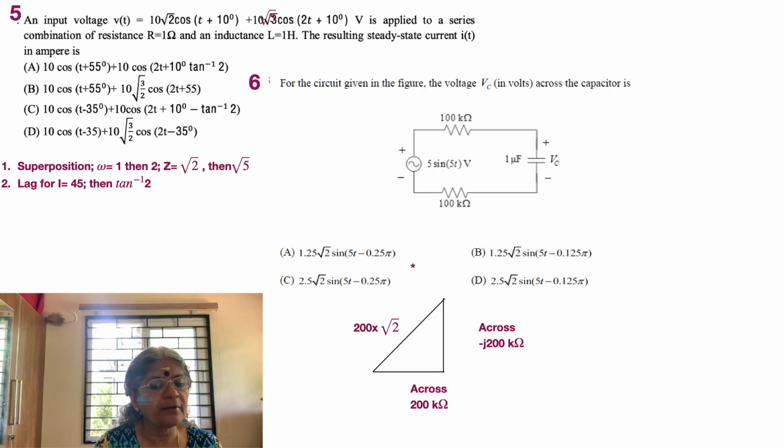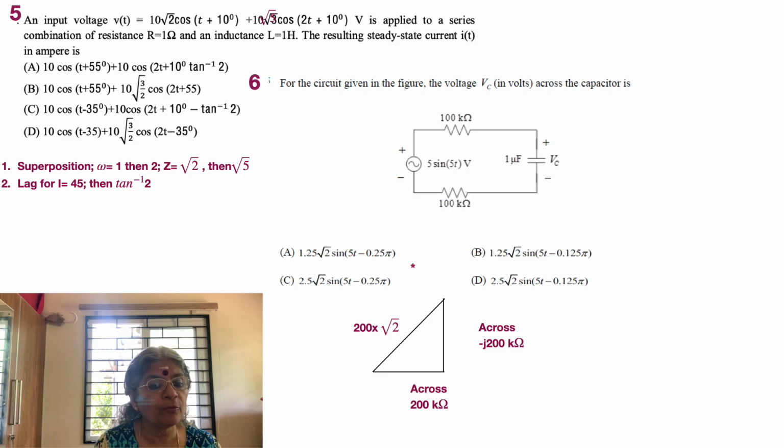An input voltage VT equal to 10 root 2 cos t plus 10. Okay, so that's not enough. There are more parts to it, but at the same time the phasor value is 10 and omega is 1 in this case, but there is an angle of lead given as 10 degrees. So in phasor form it would have been represented as 10 angle 10 degrees. Now we move on to the next component.